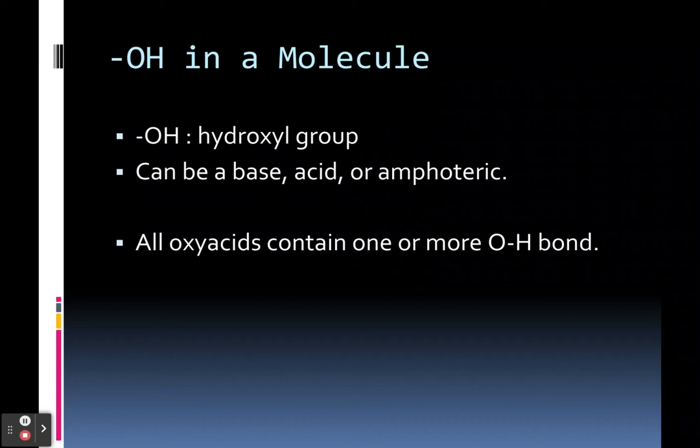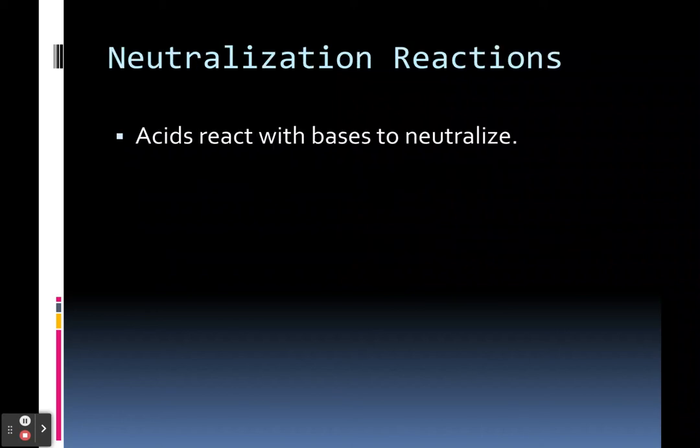OH can also be amphoteric. Sometimes it can be a base, sometimes it can be an acid. This is a hydroxyl group, and often oxyacids are going to have these OH bonds located on them.